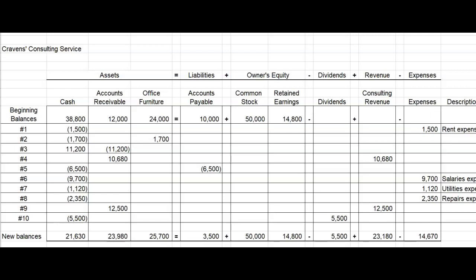To calculate cash received from customers, start with consulting service revenue earned during the month, add beginning balance of accounts receivable, and subtract the ending balance of accounts receivable. So cash received from customers during the month of January is $11,200. That's $23,180 plus $12,000 minus $23,980.